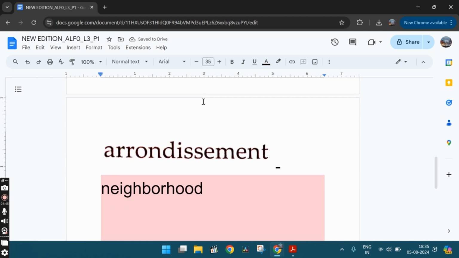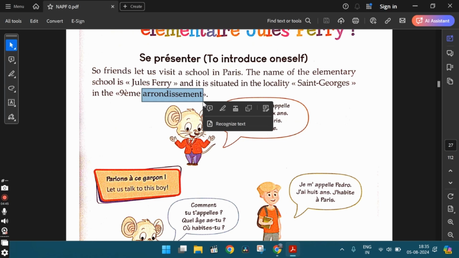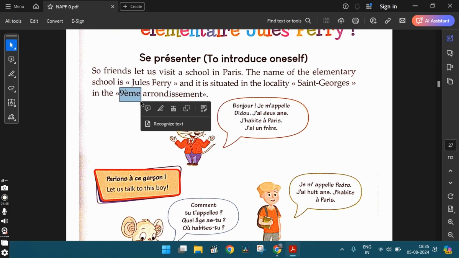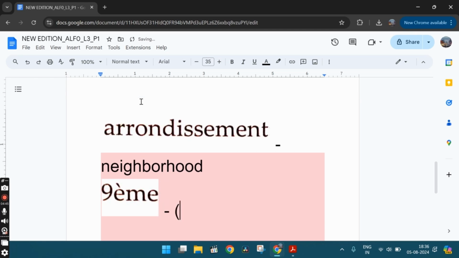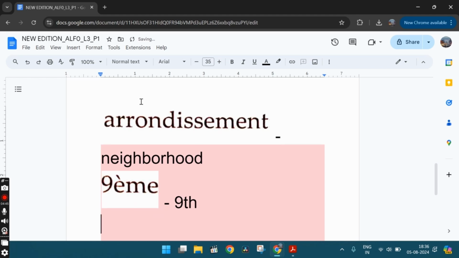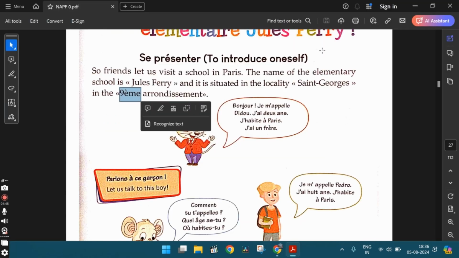So Paris, the city Paris, is divided into different neighborhoods, around 20 neighborhoods, and each neighborhood is called an arrondissement. And 9th, that's how we pronounce it, 9th is nothing but 9th. So the school is located in the 9th neighborhood or the 9th arrondissement.